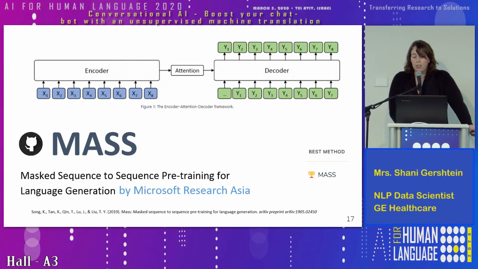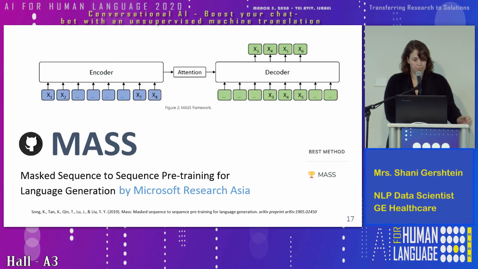The second method is called MASS, masked sequence-to-sequence pre-training, by Microsoft Research. They train a universal framework that pre-trains both the encoder and the decoder. They randomly mask some of the sentence. We take K as the number of words that are being masked. And then they try to predict in the decoder the masked words from the encoder.